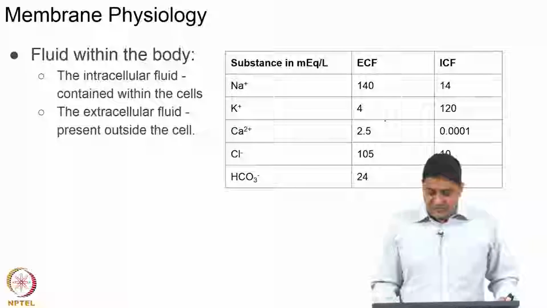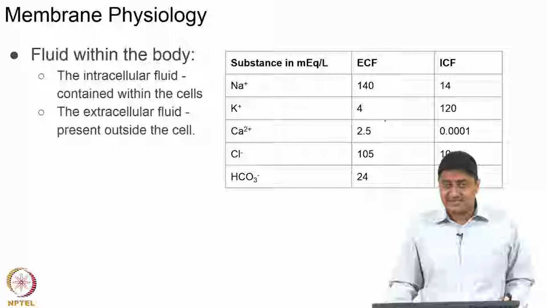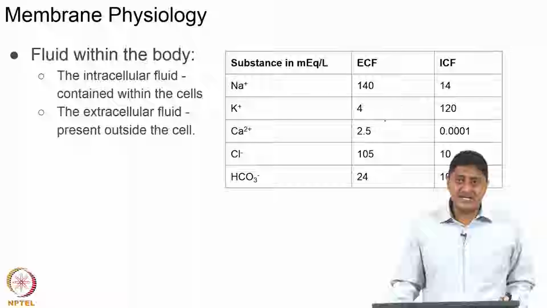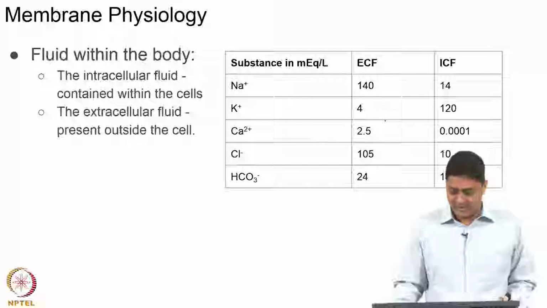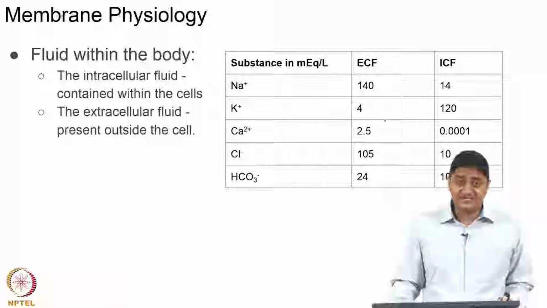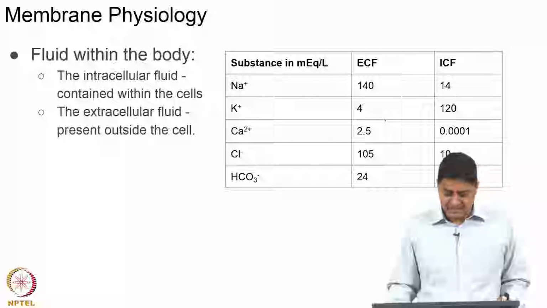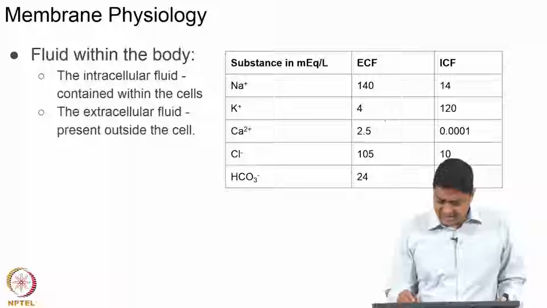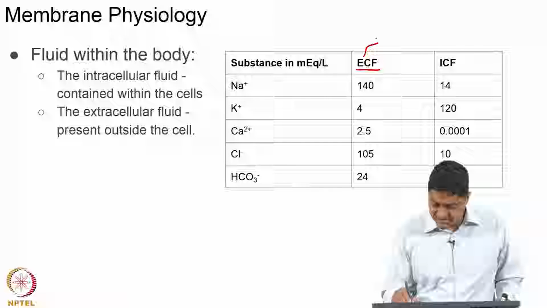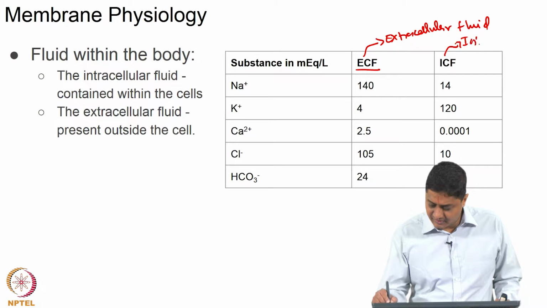So, excitable cells are a subclass of cells and they maintain a steady potential difference across their cell membrane. Typical concentrations of different substances in excitable cells, for example, are given in this table. So, there is extracellular fluid, ECF means extracellular fluid, and ICF means intracellular fluid, right.